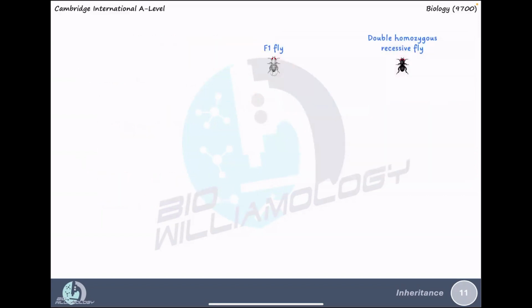So let us look at the cross between the F1 fly and the double homozygous recessive fly according to the autosomal linkage context. Again, the F1 fly is a gray body, normal wing fly. The double homozygous fly will be ebony body with vestigial wing, or abnormal short wing.